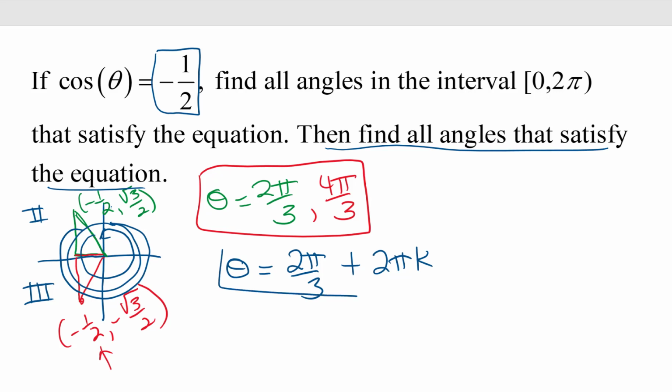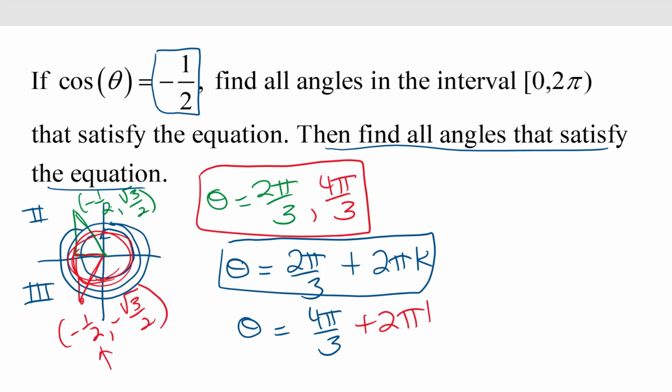So this would cover all of the solutions for the 2 pi thirds, but we can also get more solutions by taking the 4 pi thirds over here, the one that I have here in red, and we could do loops around it both directions, and so plus 2 pi k. So these two combined would be all of the angles that satisfy this equation.